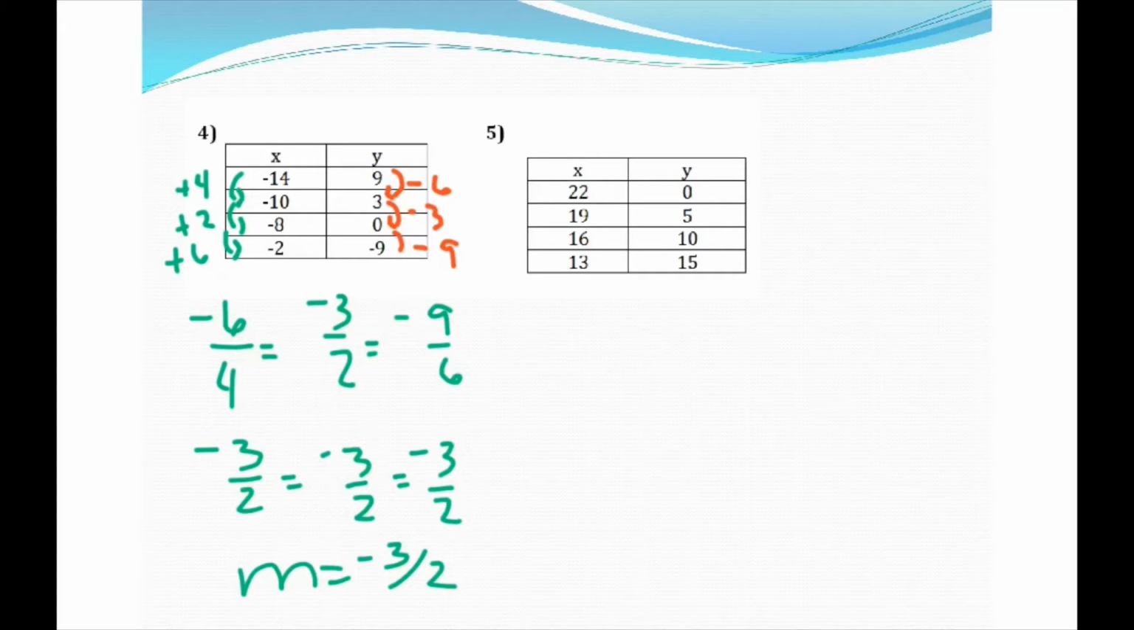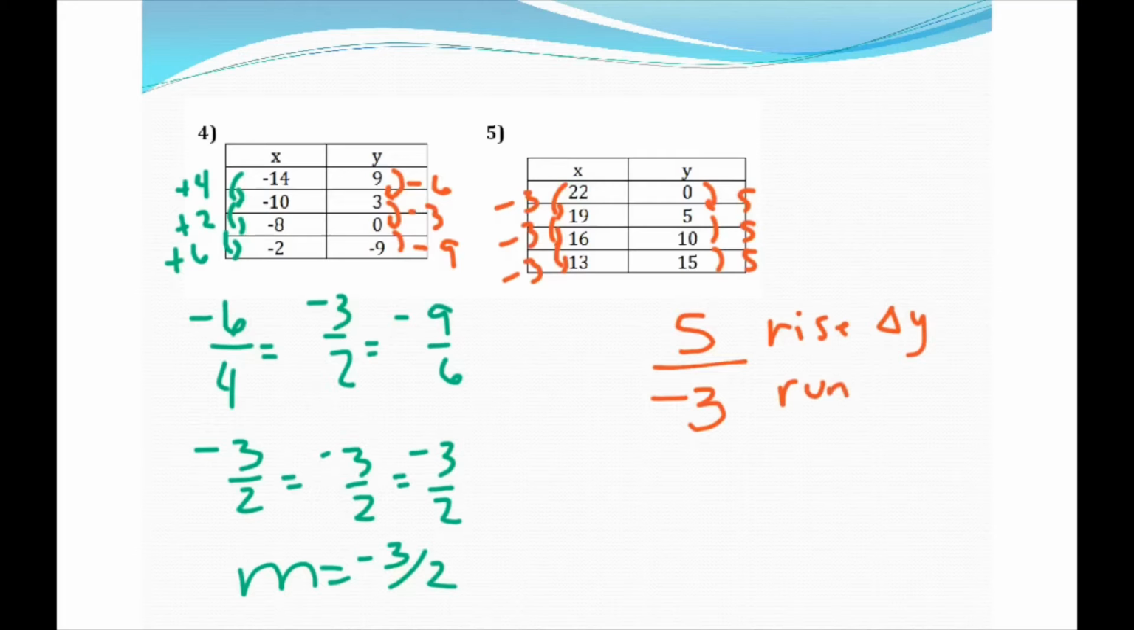Number 5, from 0 to 5 is up by 5, 5 to 10 is up by 5, and 10 to 15 is up by 5. So my rise is 5. My run, or my change in y, is 22 to 19, is down by 3, and 19 to 16 down by 3, and 16 to 13 down by 3. So 5 over negative 3. Remember, you have to do the rise, which is your y's, over your run, which is your x's. So change in y over change in x. And so that's our slope.